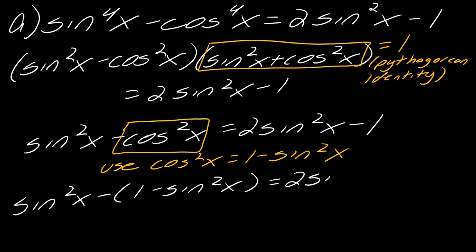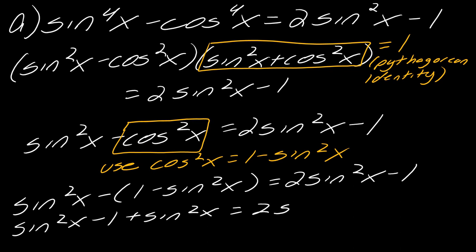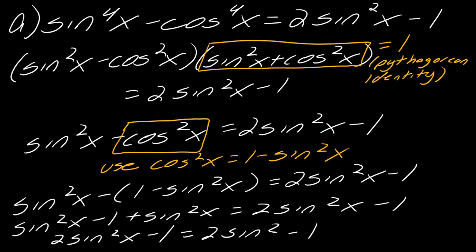So is that going to equal the other side? Yes, it will, right? Because now I've got sine squared x minus 1 and then minus sine squared x. So this will turn into a positive, right? So this gives me sine squared x minus 1 plus sine squared x, and now we're there. So I've got 2 sine squared x minus 1 equals 2 sine squared x minus 1. Boom, done.